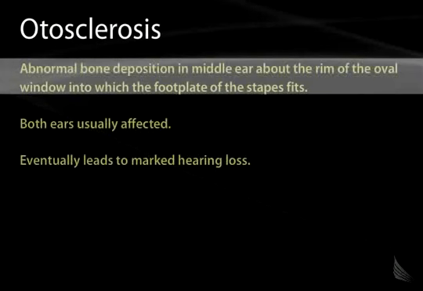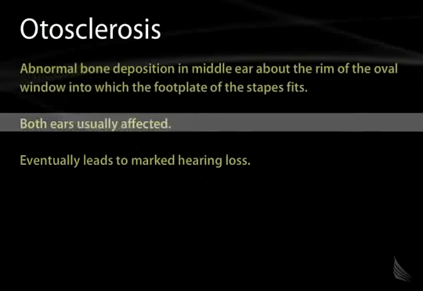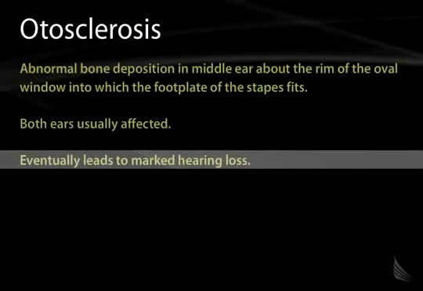Otosclerosis is a condition where there is abnormal bone deposition in the middle ear around the rim of the oval window where the footplate of the stapes usually sits. This will tend to affect both ears and eventually leads to marked hearing loss.